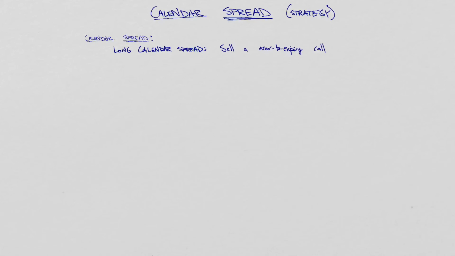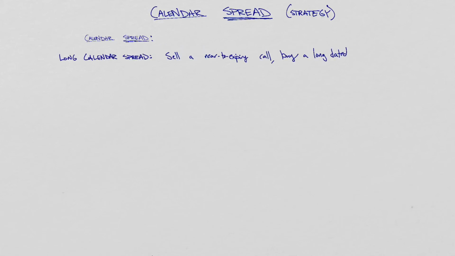Okay, one other option strategy to talk about, and this is the spread strategy. It's called a calendar spread. And the way it works is that with a long calendar spread, you sell a nearer to expiry call, a short dated call, but at the same time, you buy a long dated call. It's the same underlying and the same strike for both of these options.